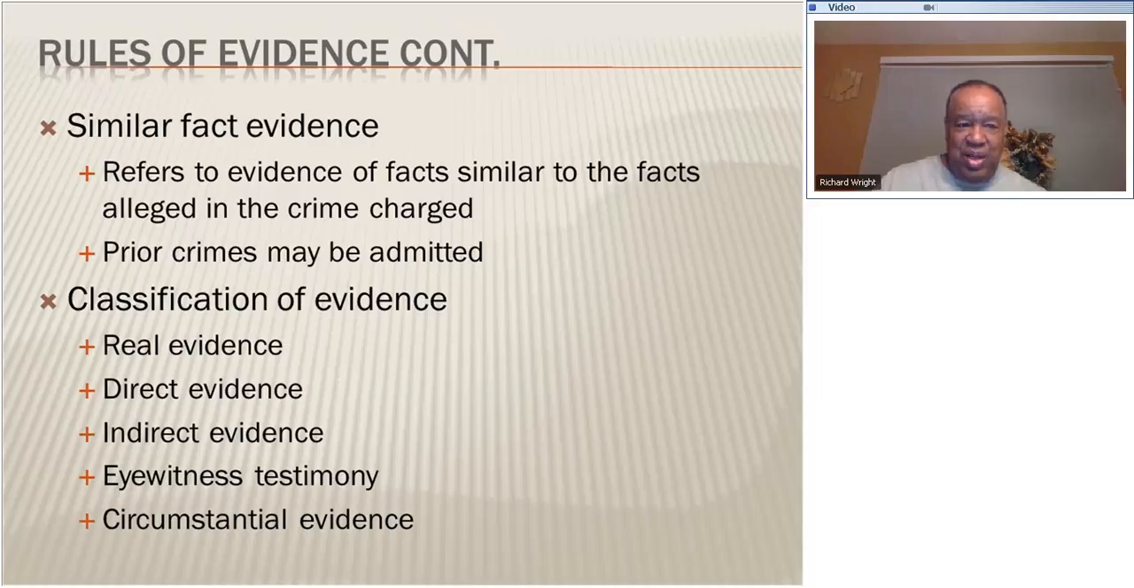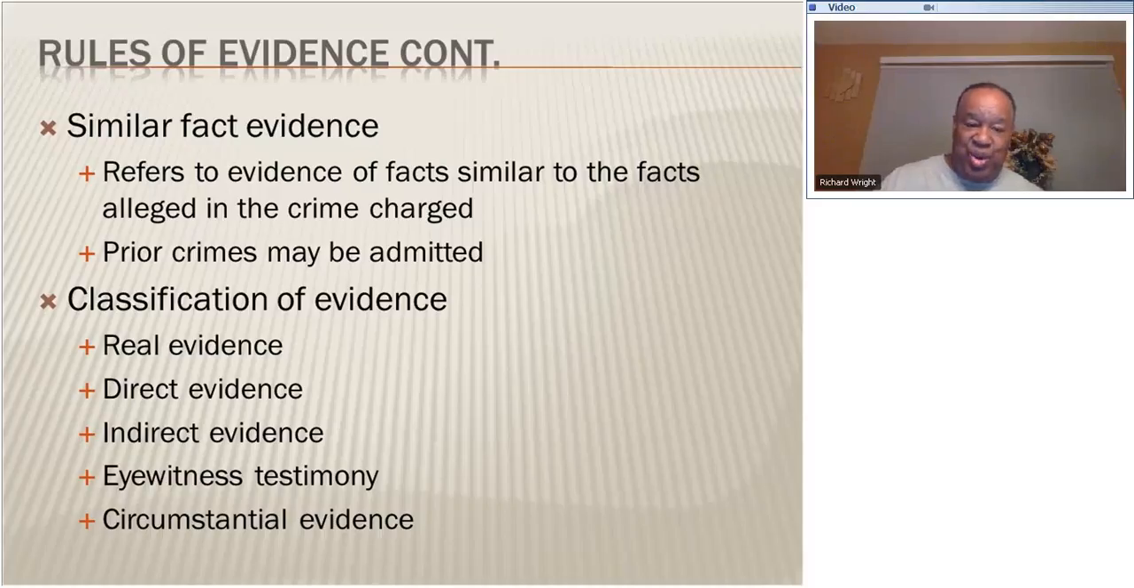This continues. Similar fact evidence refers to facts similar to the facts of the case. Prior crimes may be admitted. Now, the way that prior crimes get admitted is if the defendant takes the stand. They can use the prior crimes to impeach that individual, or to show that that individual has demonstrated a propensity to commit crimes, and those kinds of things. Classification of evidence in cases: what we call real evidence.